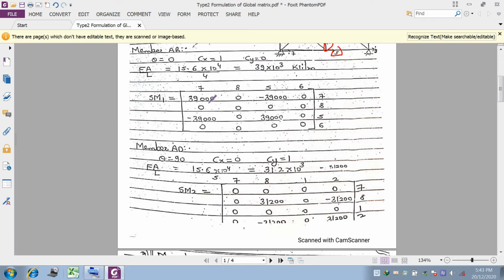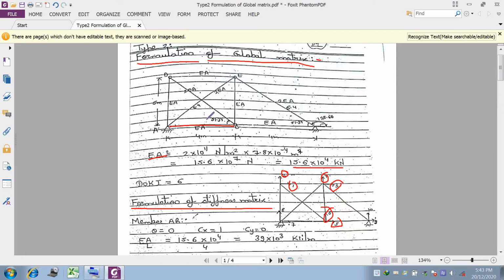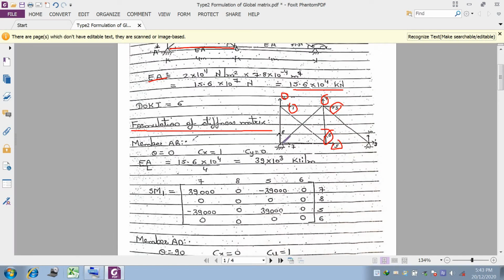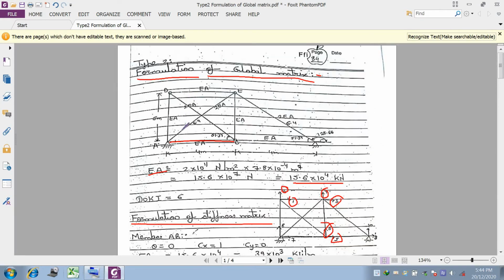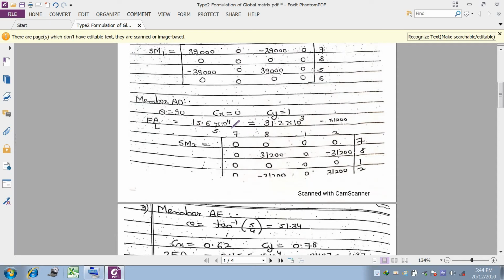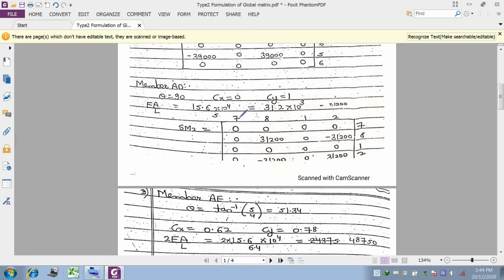Then for the structural matrix 1, put the values and you will get the value of SM1 like this, and the corresponding coordinates for AB are 7, 8, 5, 6. You have to write it here very carefully, 7, 8, 5, 6. Then go for the next member, that is member AD, a vertical member. For AD, the angle of inclination is 90 degrees, as it is a vertical perpendicular member. So CX, CY is equal to 0 and 1. The EA by L value is like this. Then the SM2 matrix for the corresponding coordinates 7, 8, 1, 2 you have to calculate.